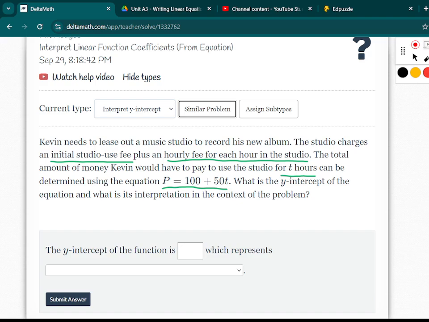What does it mean? So again, our y-intercept is always the number that is not attached to the variable. It's just kind of hanging out, whether that's in front of the variable term or after, whether it is y equals mx plus b or it is y equals b plus mx. Our y-intercept is always going to be the number without the variable. So that must be that 100. And then what does it represent? Let's see.